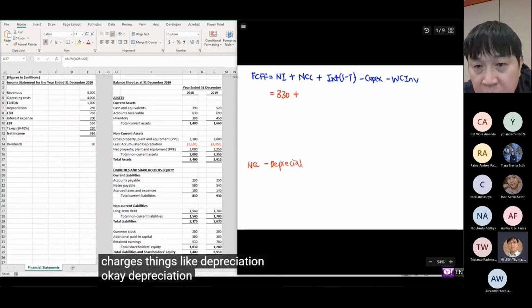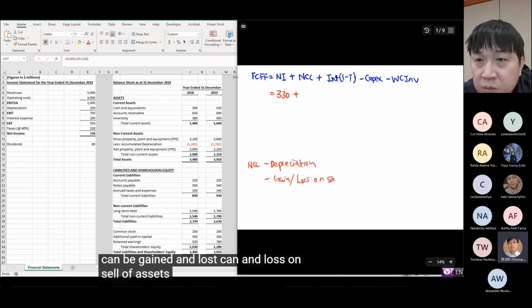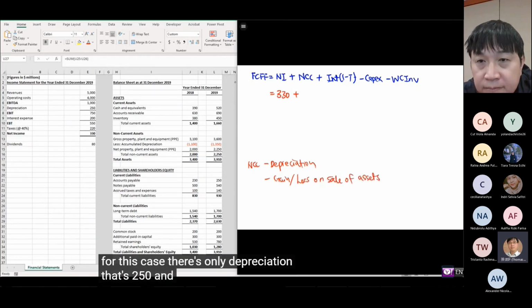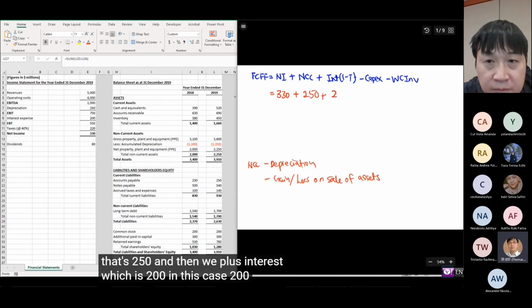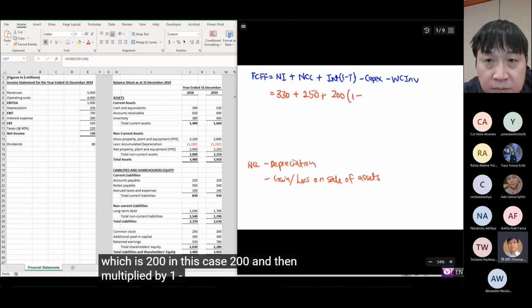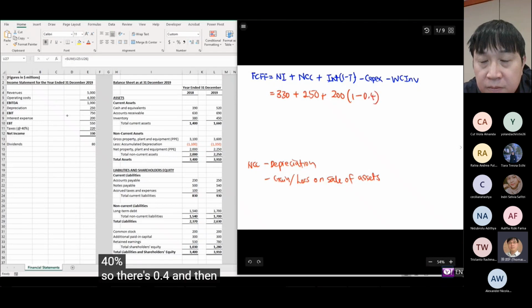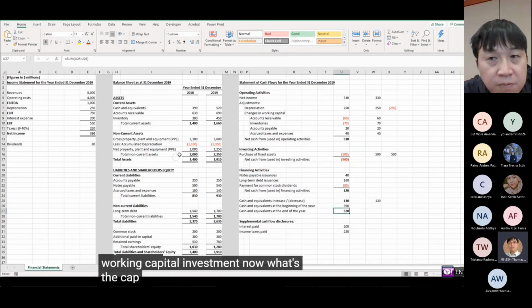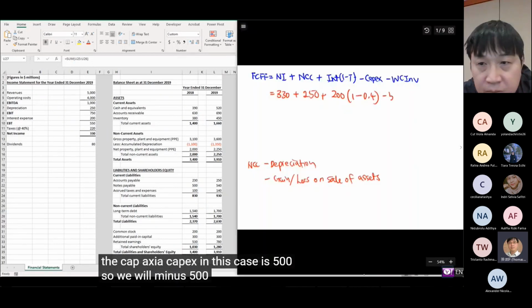Depreciation and amortization. It can be gain and loss on sale of assets. So these are the typical things that could be non-cash charges. But for this case, there's only depreciation, that's 250. And then we plus interest, which is 200 in this case. And then multiply by 1 minus the tax rate. Tax rate is 40%, so that's 0.4. And then we have to minus capex and minus working capital investment. Now, what's the capex here? Capex in this case is 500. So we will minus 500.